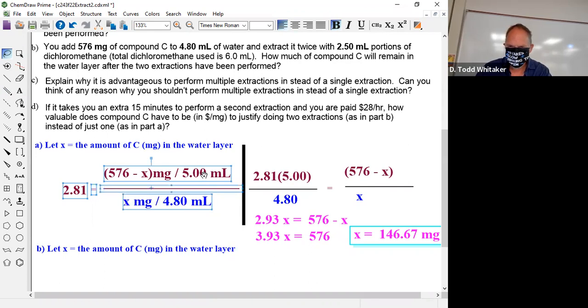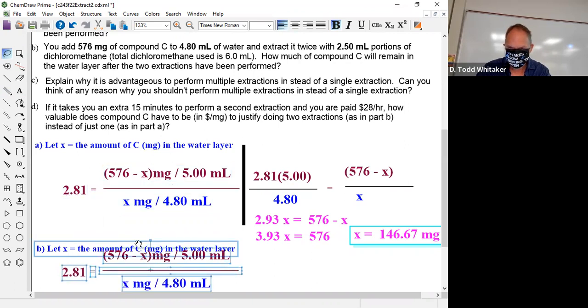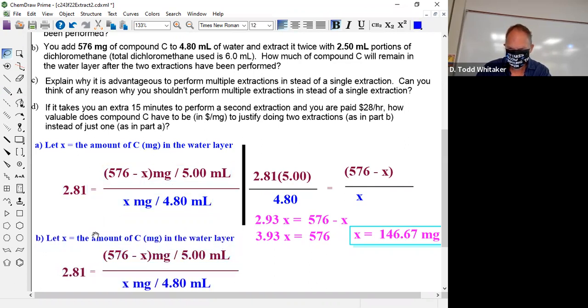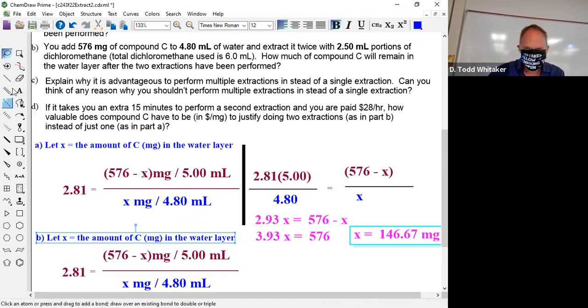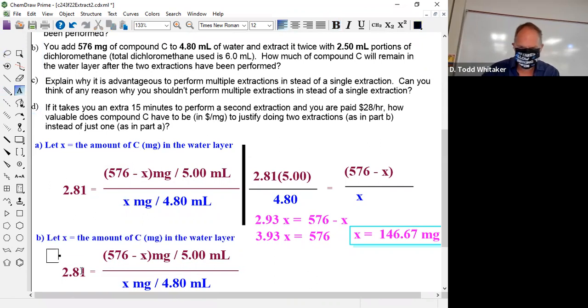Similar, but not identical. What's the one change if you read B carefully? There's only one of these numbers that changes in B. 4.8 mL of water stays the same. I extracted twice with 2.5 milliliter portions. Okay, this here is extraction 1. You're physically going to do a first extraction and then do a second extraction.